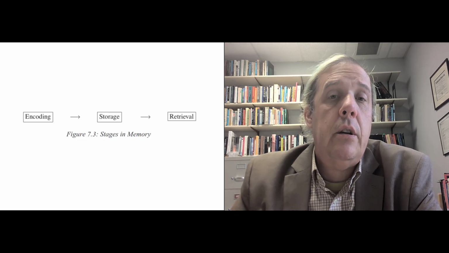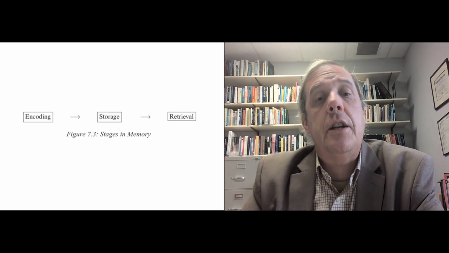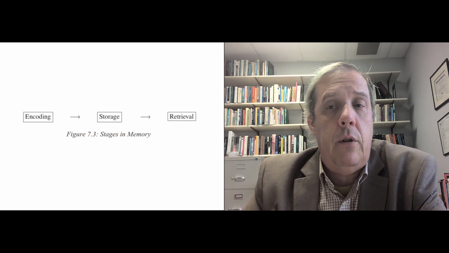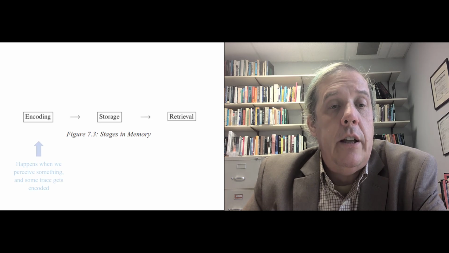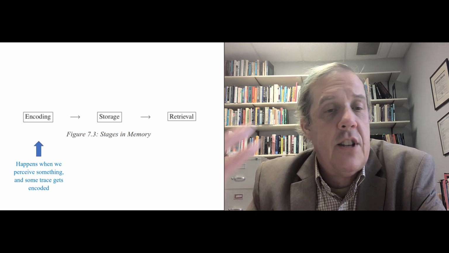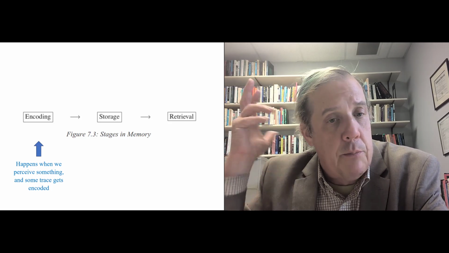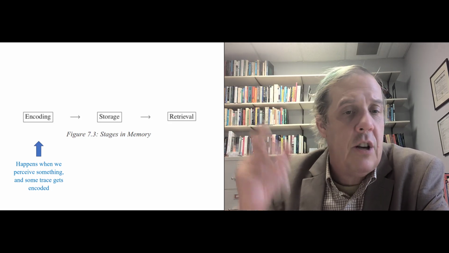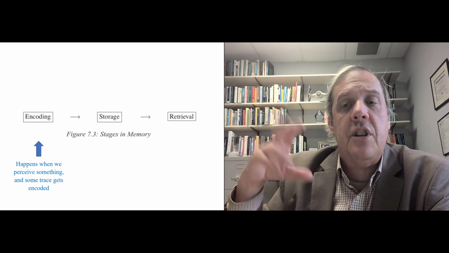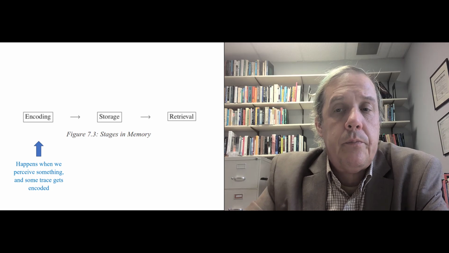Okay, so your reading breaks memory down into 3 stages: encoding, storage, and retrieval. Encoding happens when we first perceive something, and then some trace of that gets recorded, gets encoded somewhere in our brain. And it's not the full image, it's just some kind of trace.